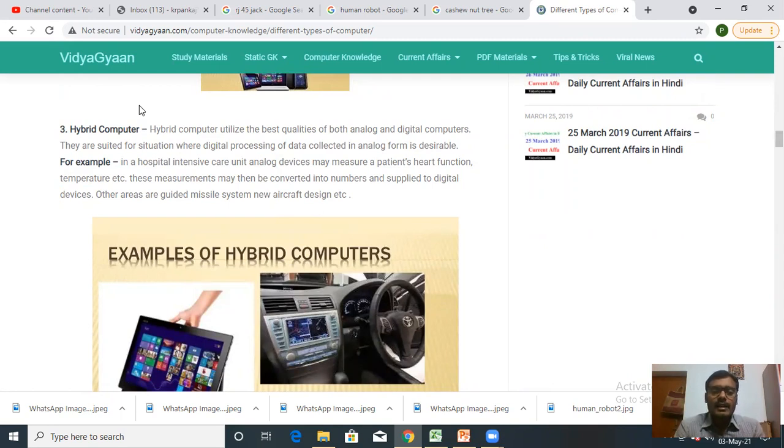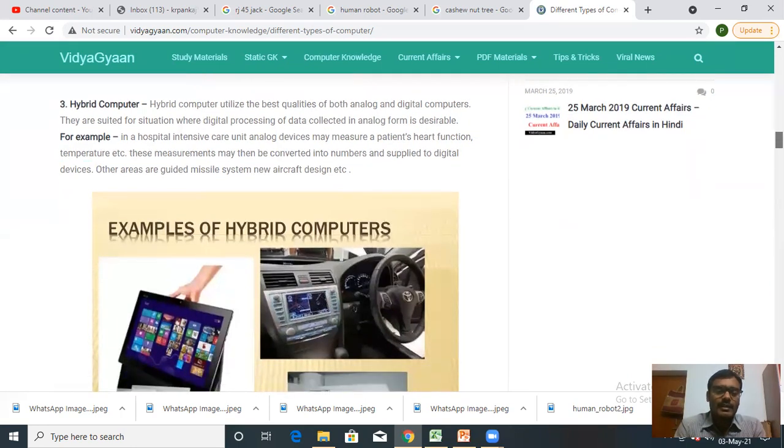Hybrid computers are the mixture of analog as well as digital computers. You can say the ultrasound machine, which is used in hospitals, is an example of a hybrid computer.